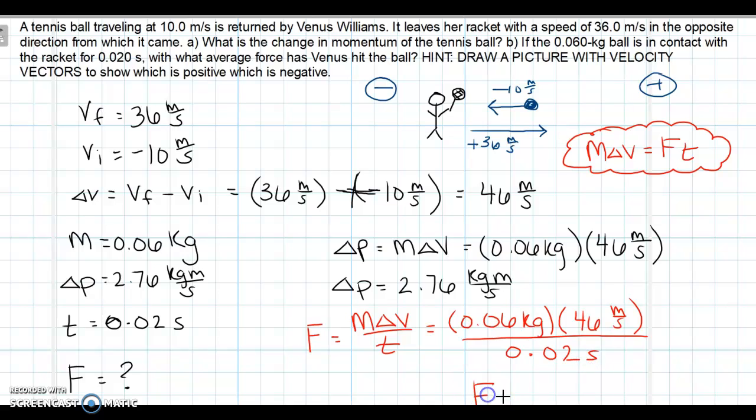So the force that Venus Williams exerts on this ball, all we have to do now is multiply those two things together and divide by our time. The force that she uses is 138 newtons. So a pretty large force there.